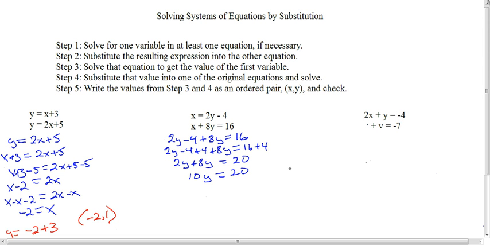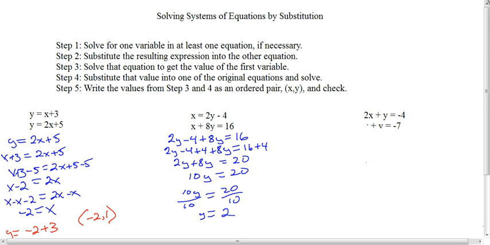And then we're going to divide both sides, the 10y and the 20, by 10. So that'll give us 10y divided by 10 is equal to 20 divided by 10, and y is going to equal 2. So now we've gotten that.